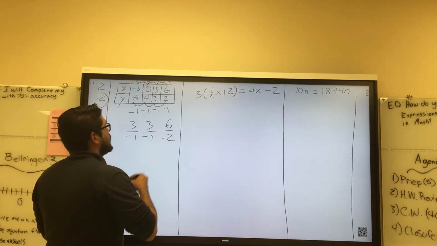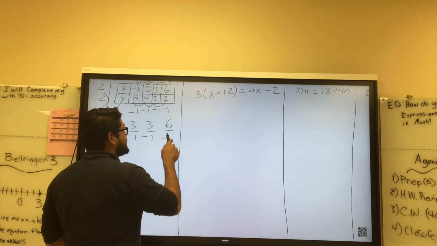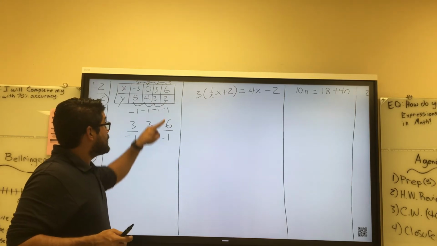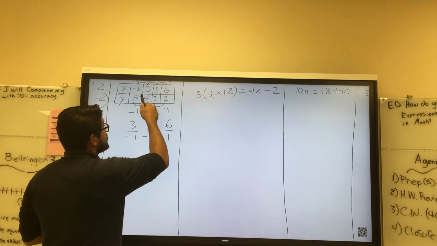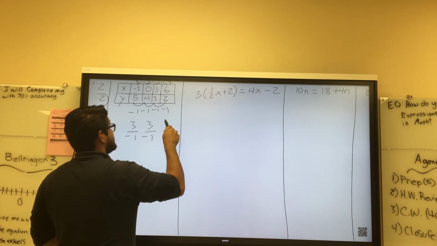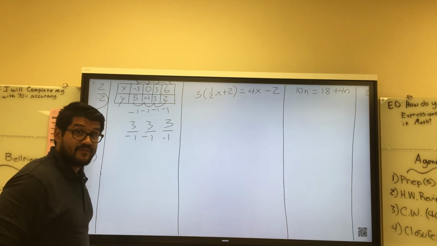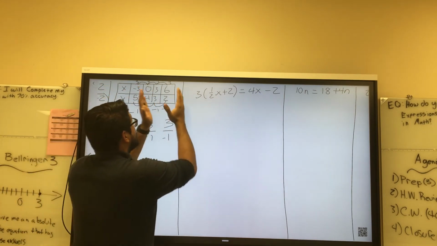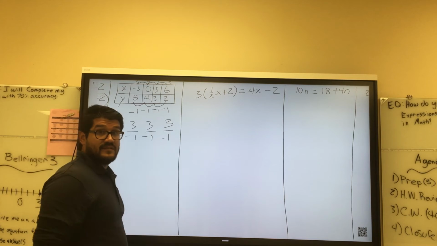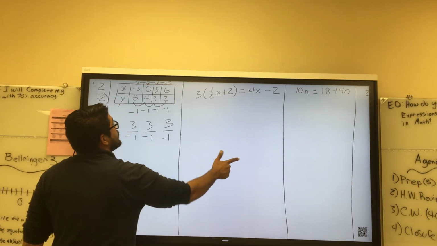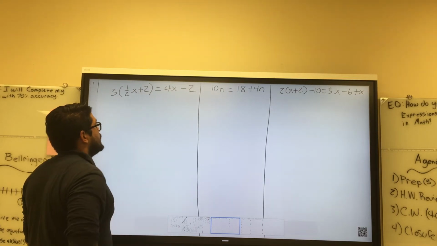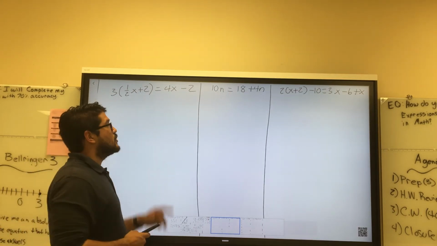So that's still good. But what if this happens? What if the top goes up by 6, but the bottom goes down by 1? This is not the same as that, so that would be a no. But for this one right now, this one is a yes. It's making a straight line because it's consistently going up by the exact same rate. Okay, the fraction is the same every single time.